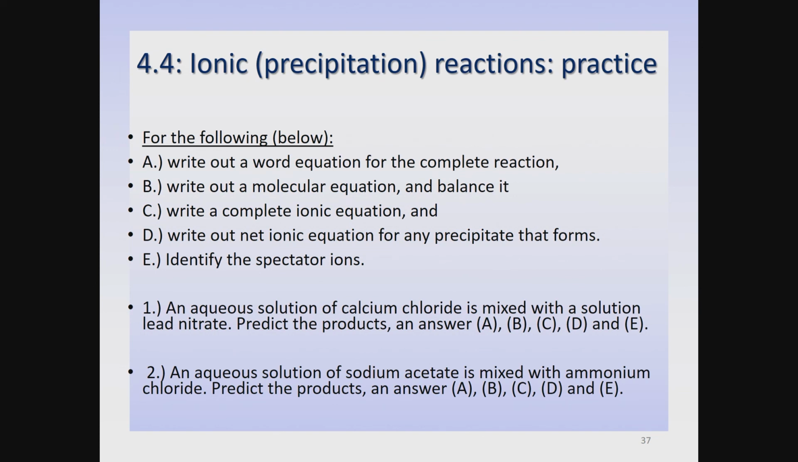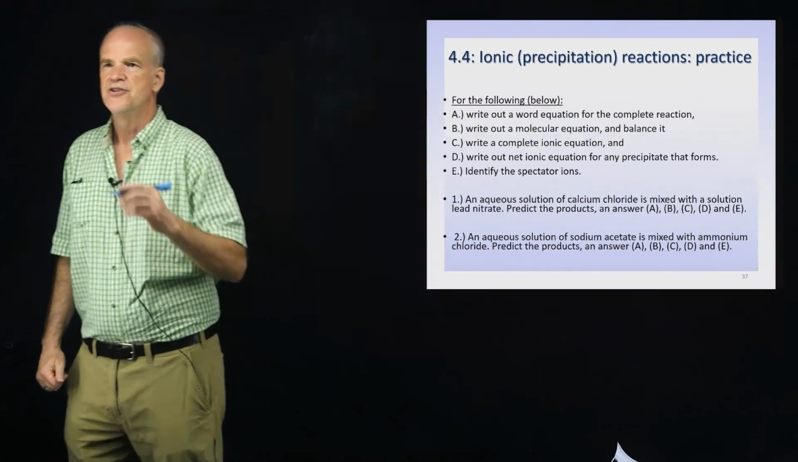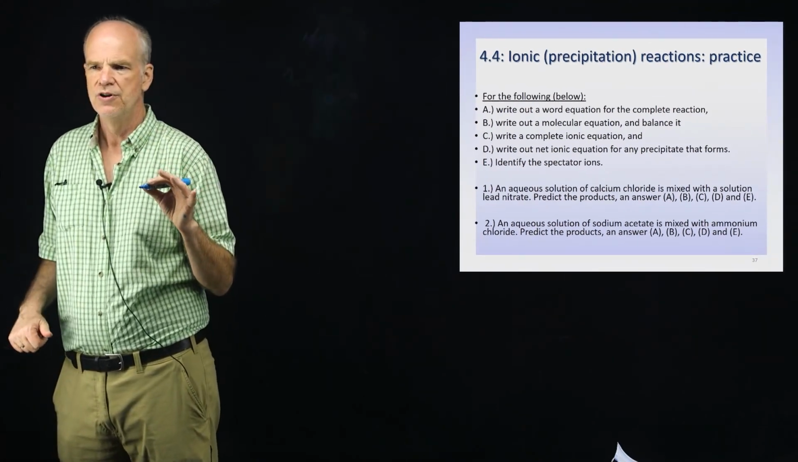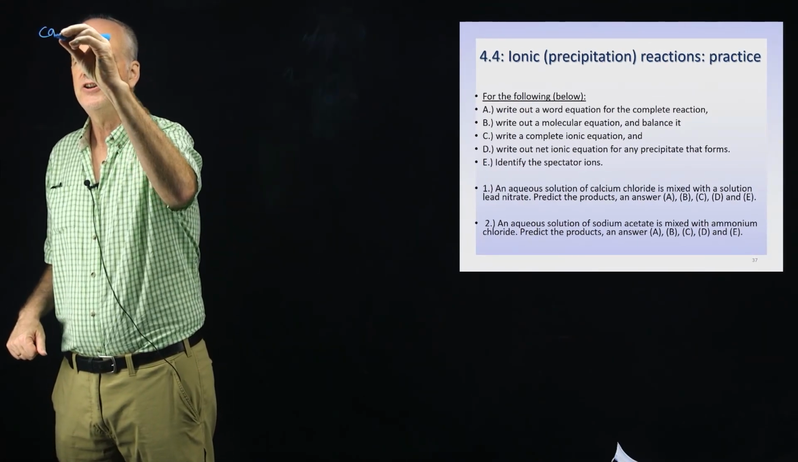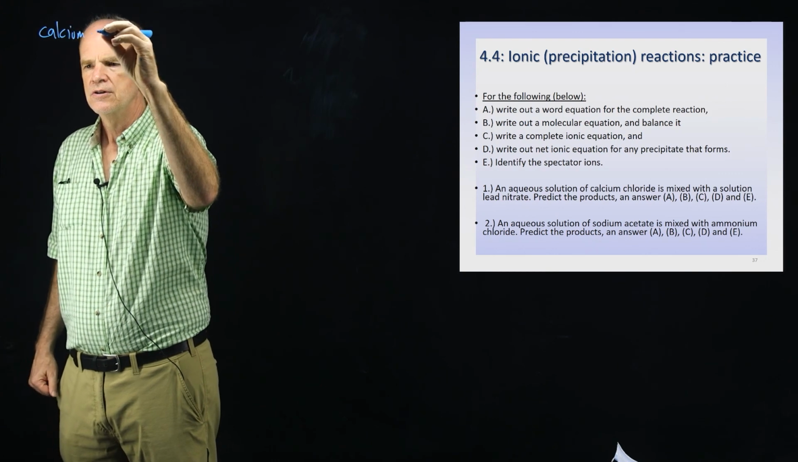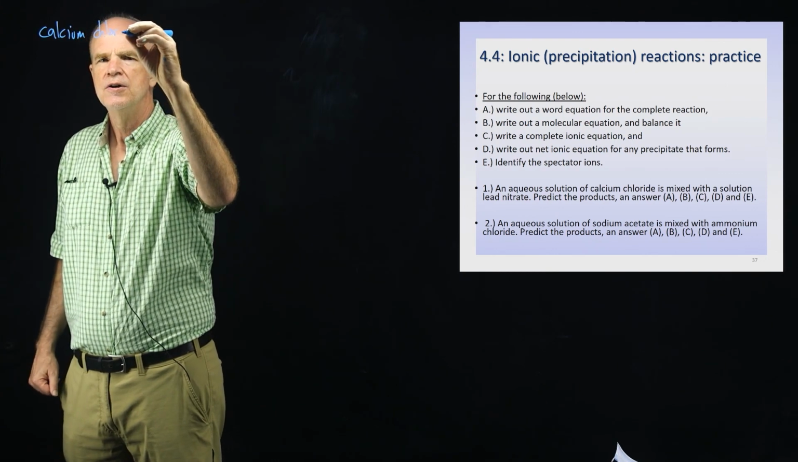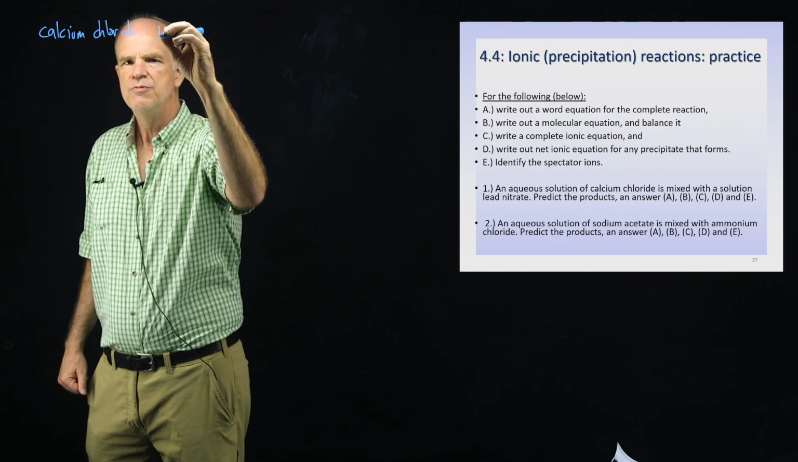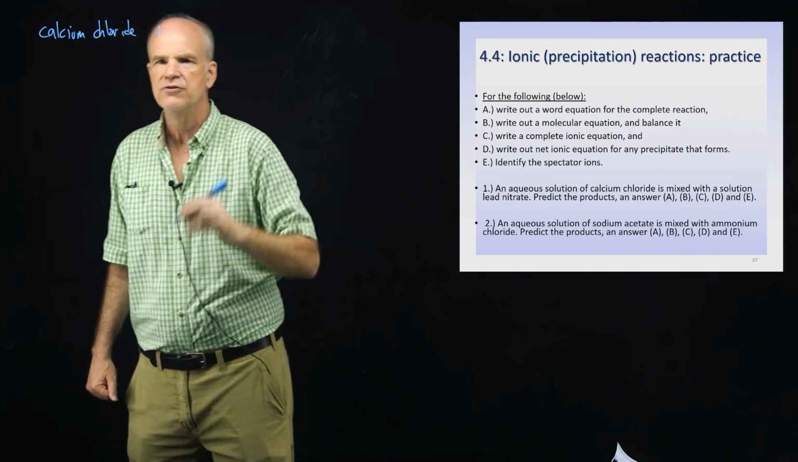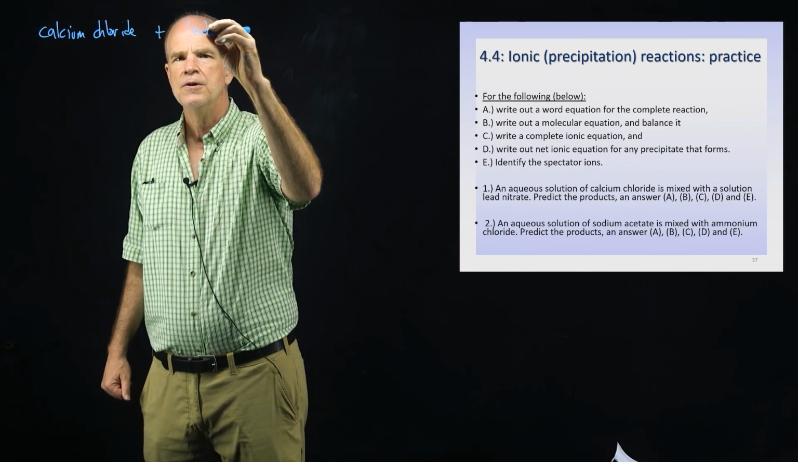Okay, so we have an aqueous solution of calcium chloride mixed with a solution of lead nitrate. So I'm just going to write it out as a word equation. So we have calcium chloride is mixed in water with lead nitrate.